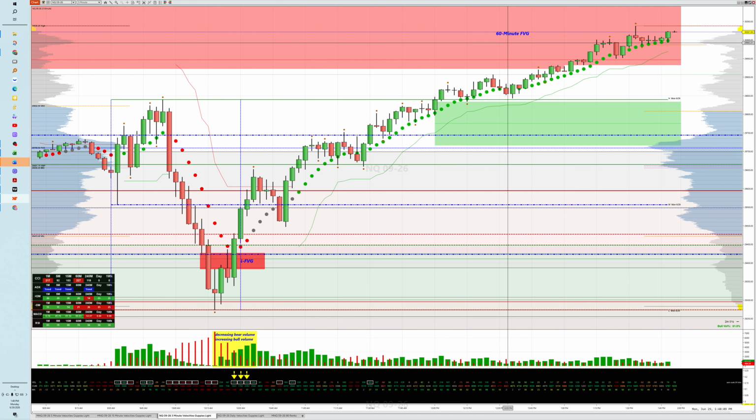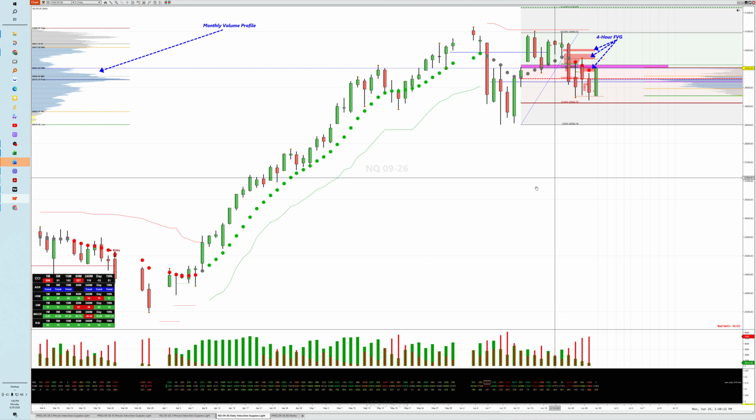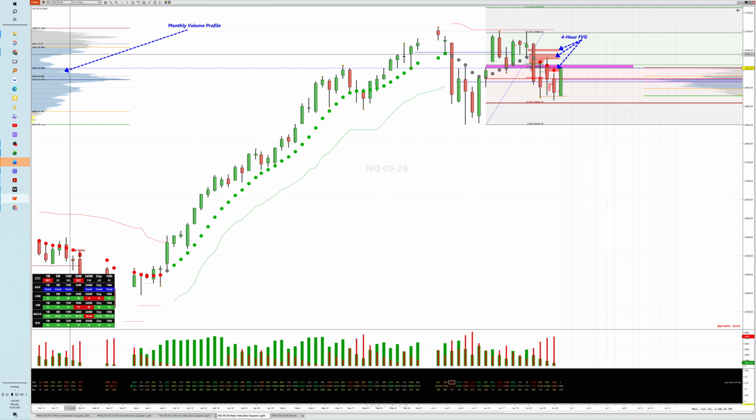And now we see price coming up into this 1-hour fair value gap, and it looks like it's continuing to crawl its way north. One interesting thing is if you look at the daily, there's another alarm. This is the monthly volume profile, and this is actually a weekly right here, which today being Monday, it's the same as the daily.